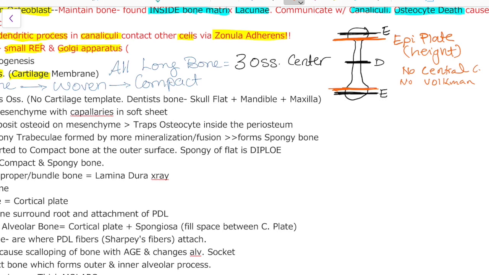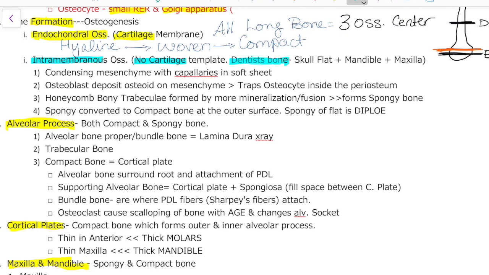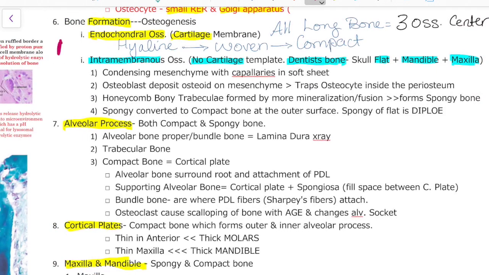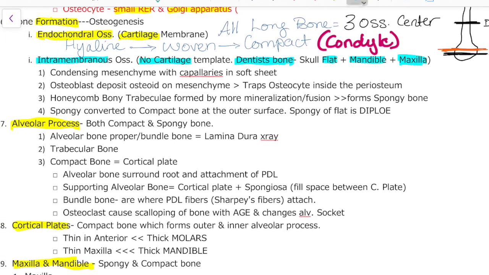Intramembranous ossification, on the other hand, you do not need a cartilage template. So intramembranous, no cartilage, and that is what we care about. That's our dentist bone, or the flat bones, such as of the skull, as well as the maxilla and the mandible. And we know the only thing up top in endochondral is that you have the condyles. I'll write it another way. Endochondral only forms the condyle, whereas intramembranous forms everything else.